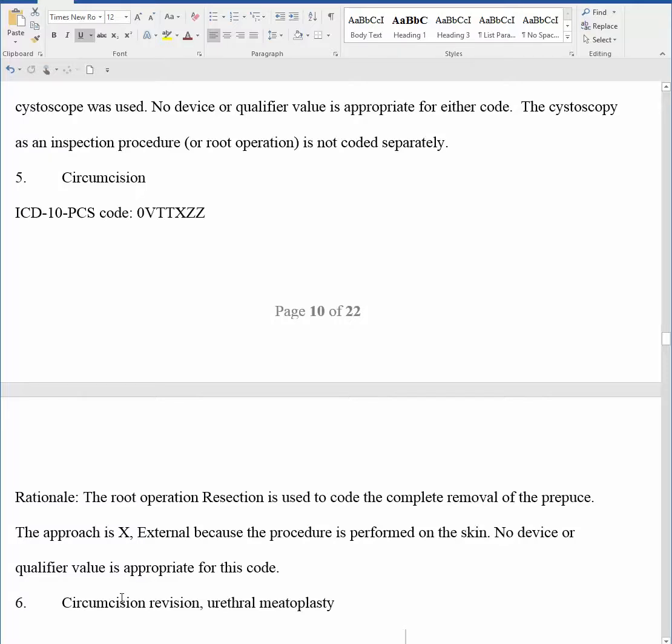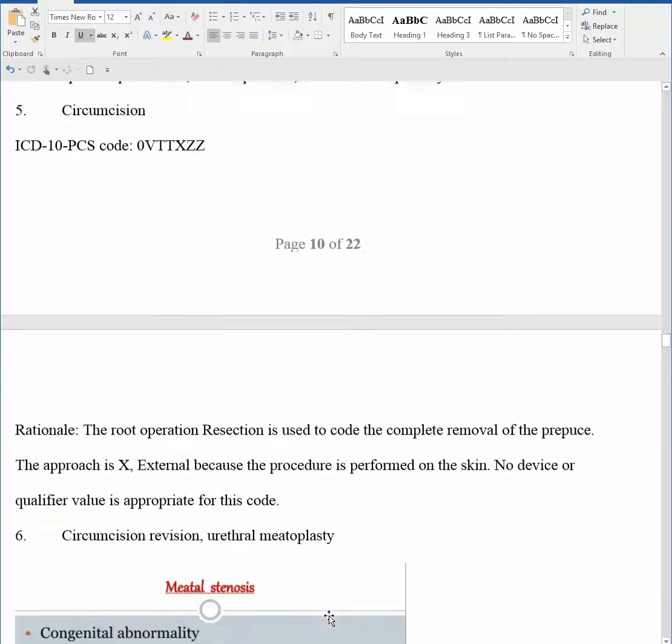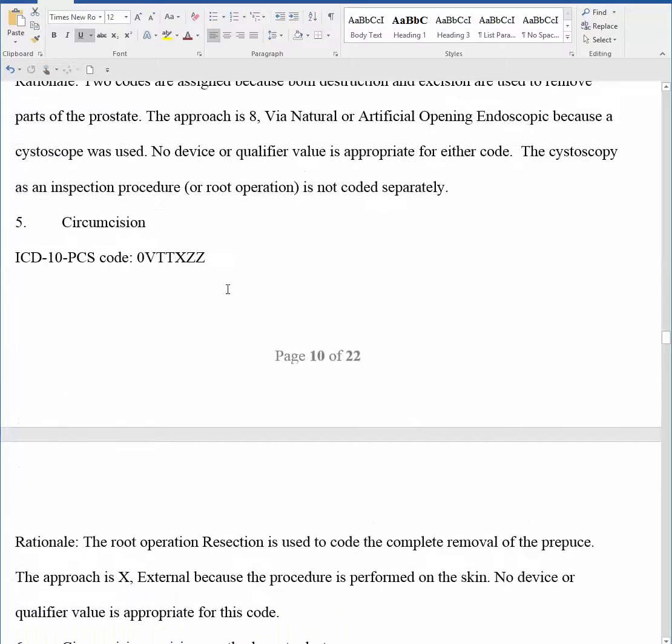It states in the operative report a 3-0 chromic suture was placed on the ventral side, connecting the cut ends of the tissue. The curved hemostats were used circumferentially around the penis on the right side to the desired length of the circumcision. After the tissue was crushed, it was divided. So there's no documentation of any incision cutting into anything. So the final code is 0VTTXZZ.